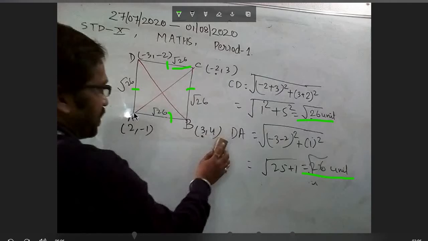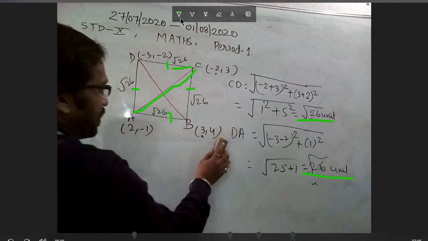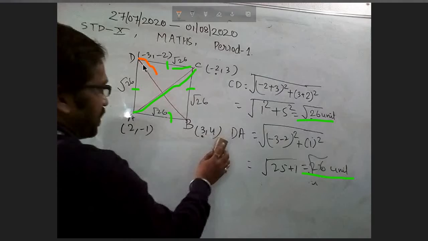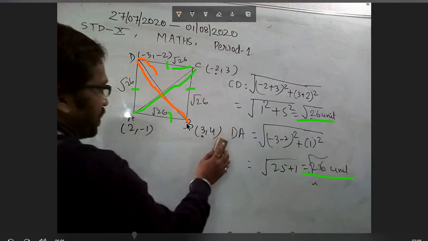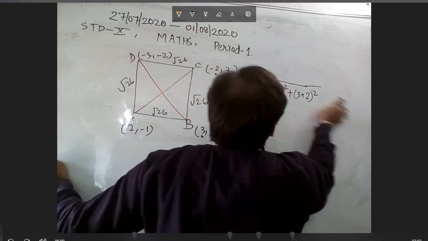Now if I can prove that this length is not equal to this length, these two lengths, that means the diagonals are not equal, then automatically it will be proved a rhombus. So this is my concept.